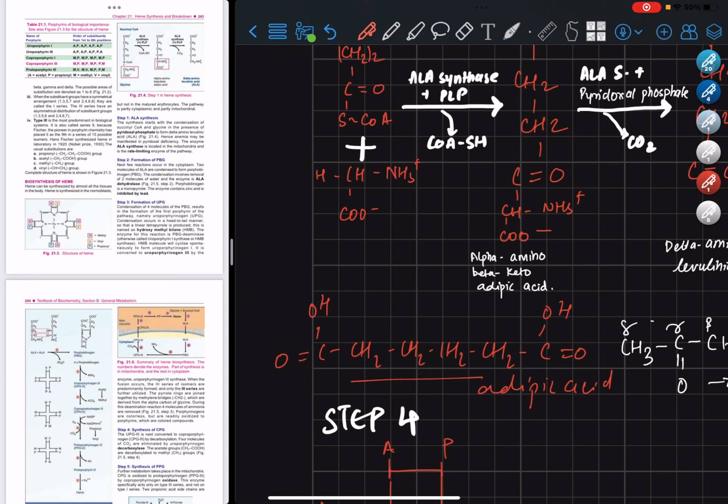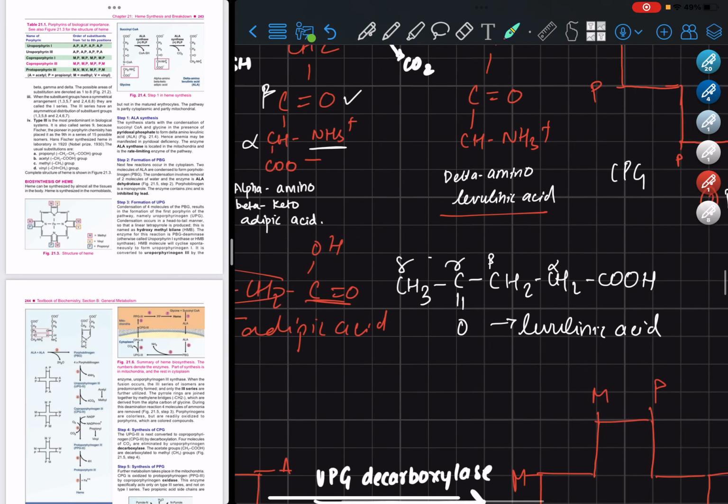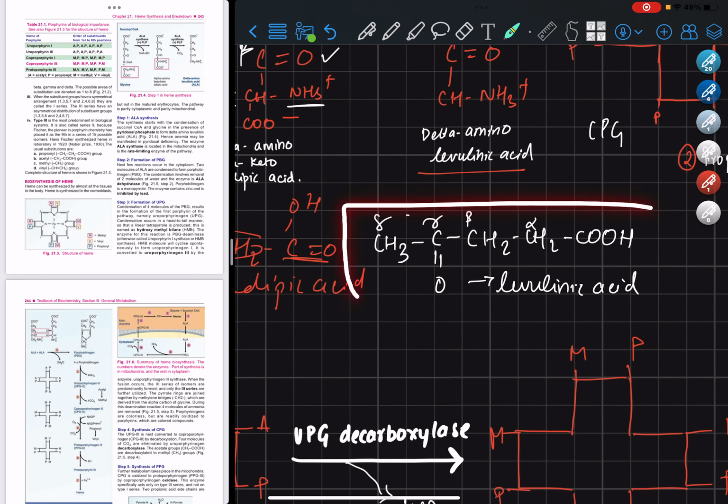Next, in this reaction, a CO2 is given out from here. So this compound becomes CH-NH3+, and here we see levulinic acid. I'm going to show you how levulinic acid looks. It's CH3, C double bond O, CH2, CH2, COOH. So this is the alpha carbon, beta carbon, gamma carbon, delta carbon. At the delta carbon, we have an amino group. That's why it's called delta-aminolevulinic acid.